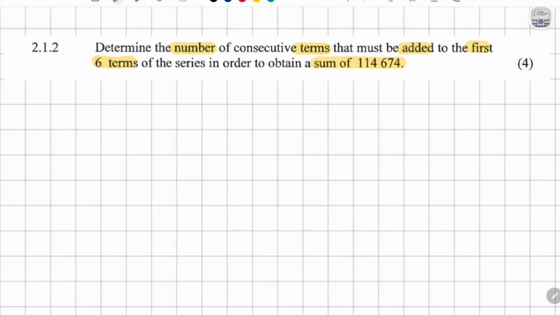So we're trying to find out how many terms need to be added to the first 6 terms. We're taking the first 6 terms and we're adding a specific number of terms. We don't know how many they are. That's what we're really just trying to find out. And then the sum of everything ends up being equal to this number, because we have to actually obtain this number: 114674. That's really what they're saying.